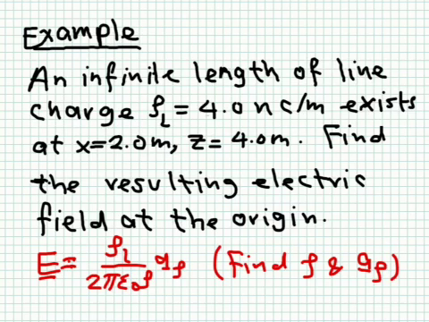So I wrote for you the expression here for the field in general. It is E equal to rho L over 2 pi epsilon naught rho, A rho. Rho L is the linear charge density. We already know that, it's 4 nanocoulomb per meter. We know epsilon. Rho is the normal distance from the wire to my observation point, and A rho is the direction of the normal distance from the wire to the observation point.